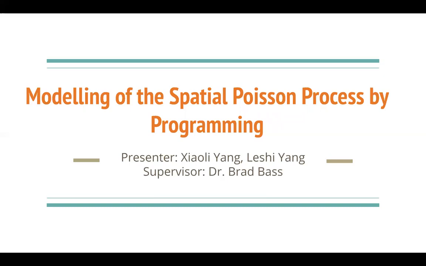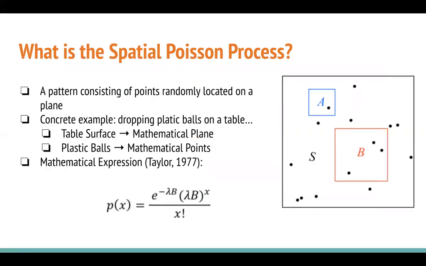So let's start. First of all, what is a spatial process? To put it in layman's words, it is a pattern consisting of points randomly located on the plane. A concrete example is dropping plastic balls on the table.